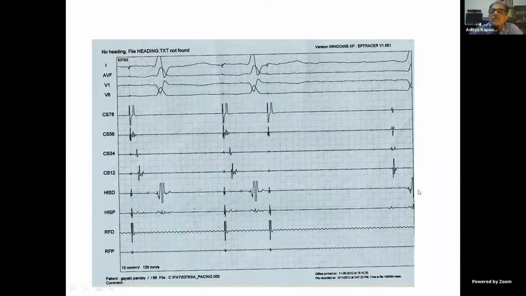So Ashwini, what is happening? Yes, sir. How many pacing spikes? So 3 pacing spikes. 2 QRSs. Yes, sir. Right? Now, is this AV nodal ERP or atrial ERP?